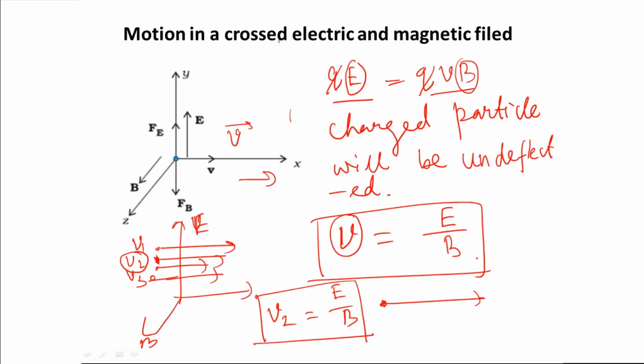This principle is used in the mass spectrometer. So what does this mass spectrometer do? Actually, it can detect various types of ions. Suppose you have a mixture of gases: helium, hydrogen, nitrogen, etc. You have to find out what all gases, or what all ions, are there in that particular gas mixture. If you use a mass spectrometer, what will happen?